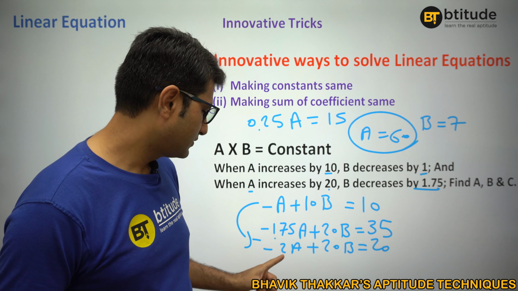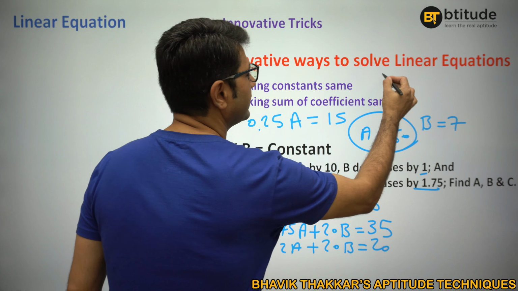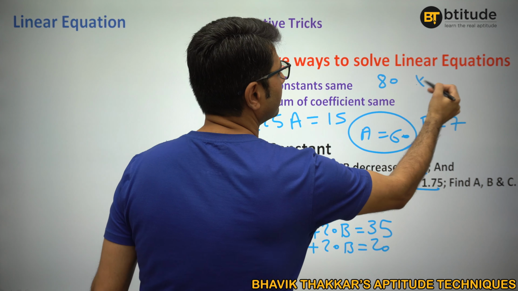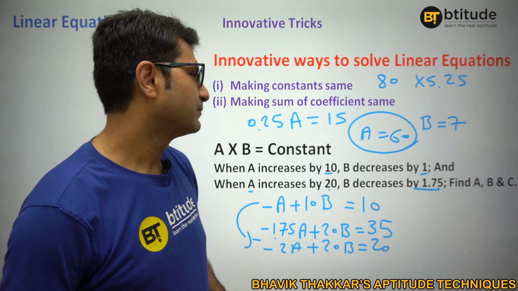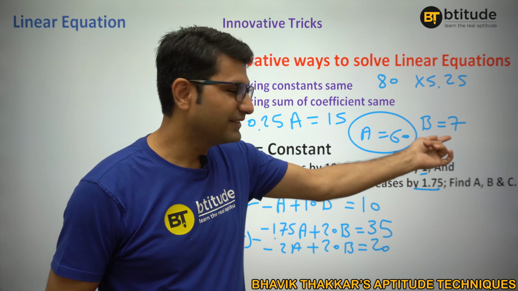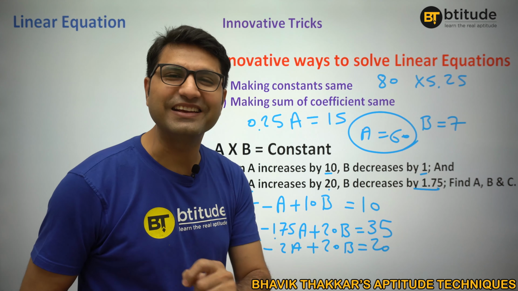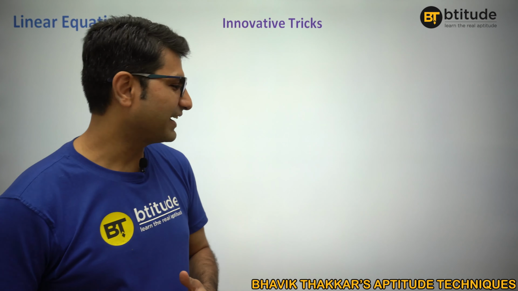60, when a increases by 20, it will become what? 80. And b decreases by this, that means it will become 5.25. This also has to be 420, has to be. So it's the same. So the answer is 7 and 420. Fair enough. I hope you are getting this and it's pretty easy, right? So I think yes, that's about it, right?